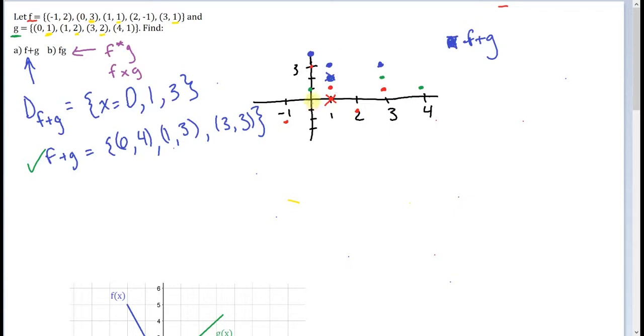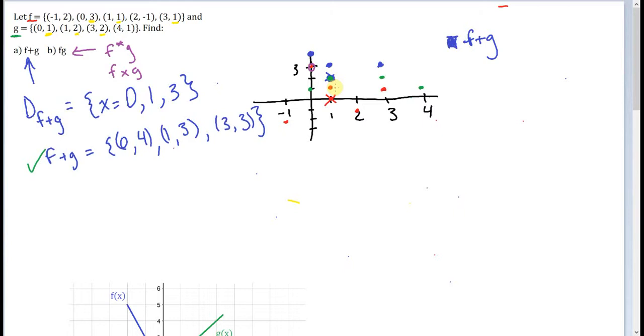So again, it has the same domain. So I just need to look at x equals 0, x equals 1, x equals 3. I won't bother looking at the other points. So my y values were 1 for g and 3 for f. 1 times 3 is 3. So f times g is here at 3. And for 1, it's a little messy now, but I did have a green point here, I believe. Let's check 1 and 2. Yeah, green point here.